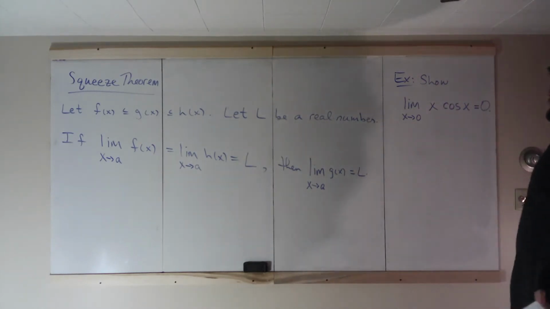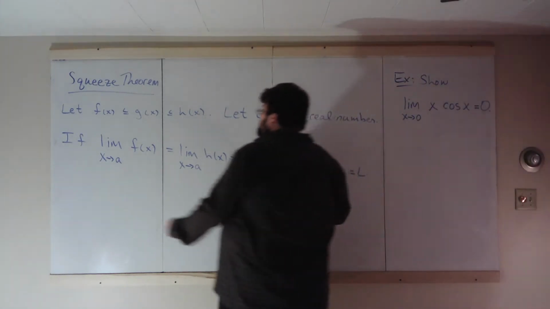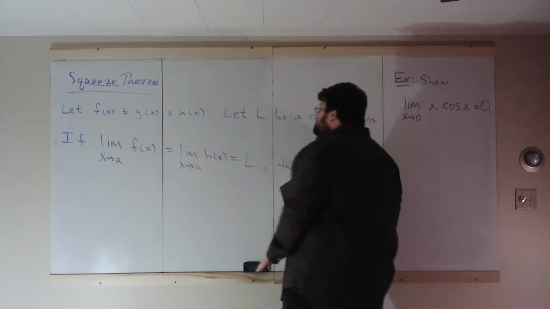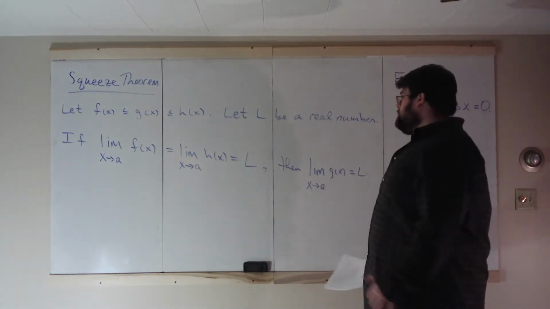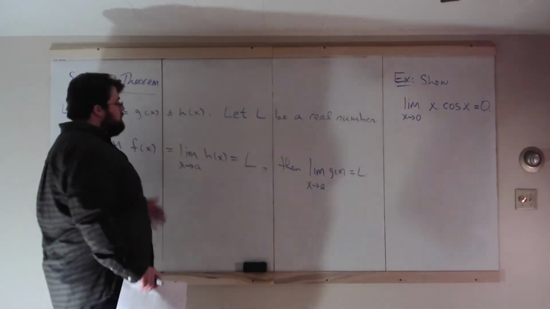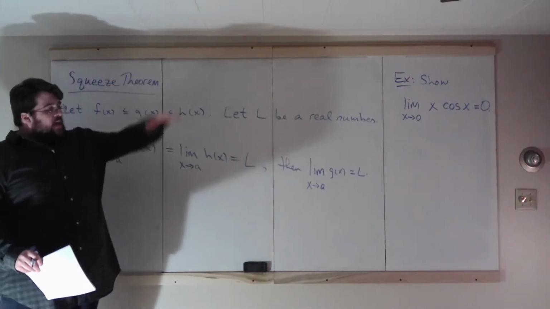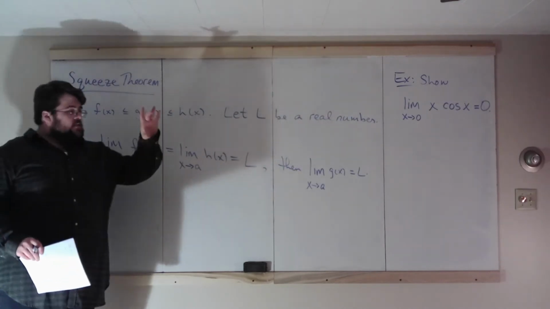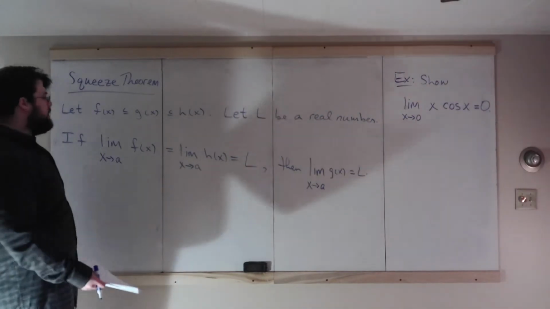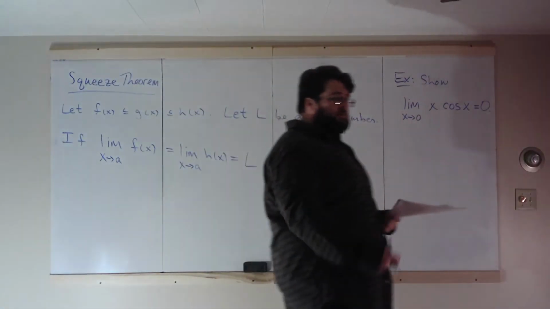Let L be a real number. If the limit of f of x equals the limit of h of x, and they happen to equal the real number L, then the limit in the middle is also L. So what this says is if you have three stacked functions and the top and the bottom ones do something, then the one in the middle also must do that. And we'll do a couple examples where we use this.